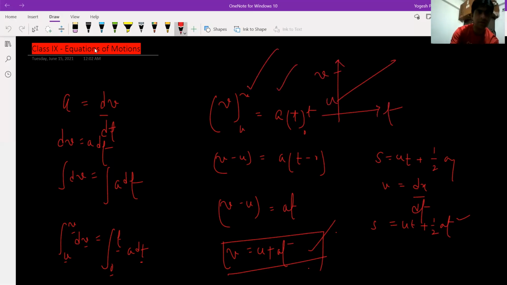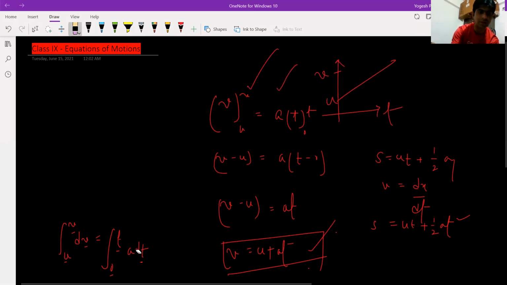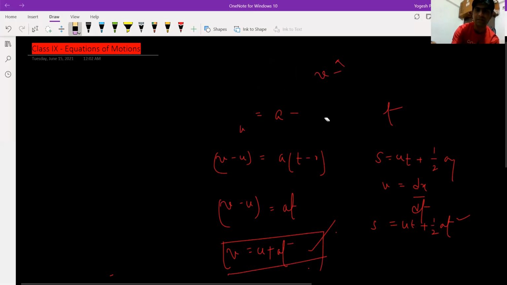Now you can also do it with the help of the graphical method, if you have to derive that v is equal to u plus at. So you can do it by the graphical method. Now what graph do we have to plot? We have to plot a vt graph, and after that we need to calculate the slope. Okay, so this will be helpful for class 9 students and class 11 students both.